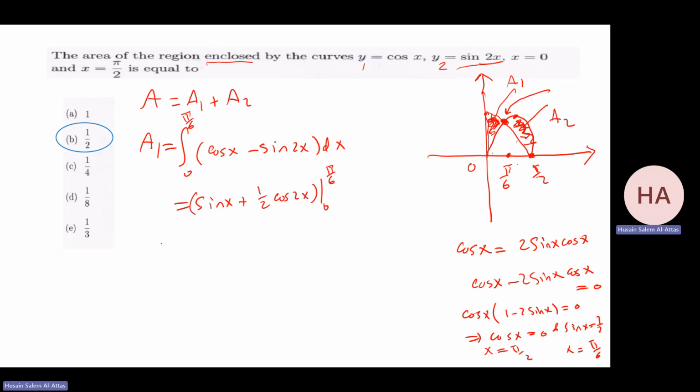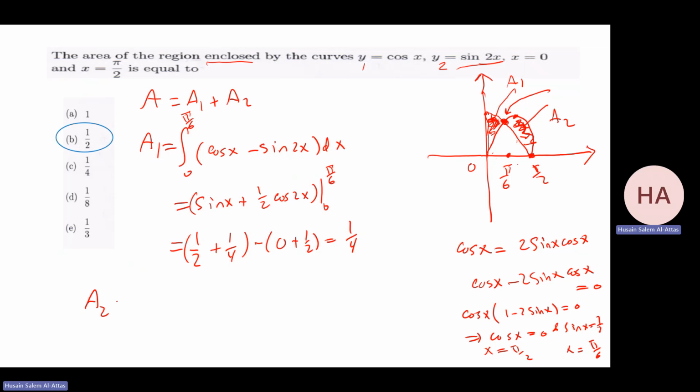Sine x, that will be cosine x. Substitute sine pi over 6, which is half. Here I have cosine pi over 2. So it's half plus 1 over 4, minus 0. Wait a minute, minus 0. Here I have plus half. So I'm getting 1 over 4. This is the first area.